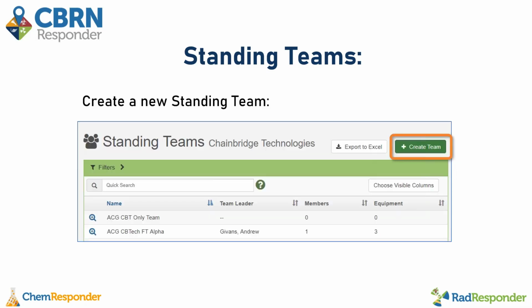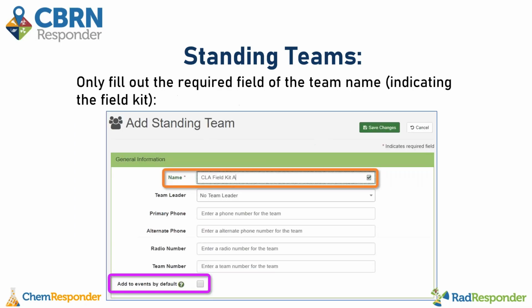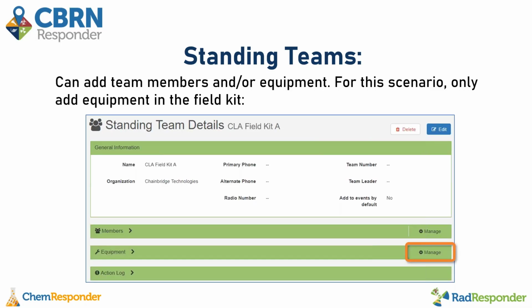So in the organization space, in the standing teams page, if you want to create a new standing team, just click Create Team. And it's very similar, again, to the field team. So the only required field is the name of the team. And then you can choose to add events by default by checking the purple box. But again, that's not required. Once it's saved, you can add team members and or equipment.